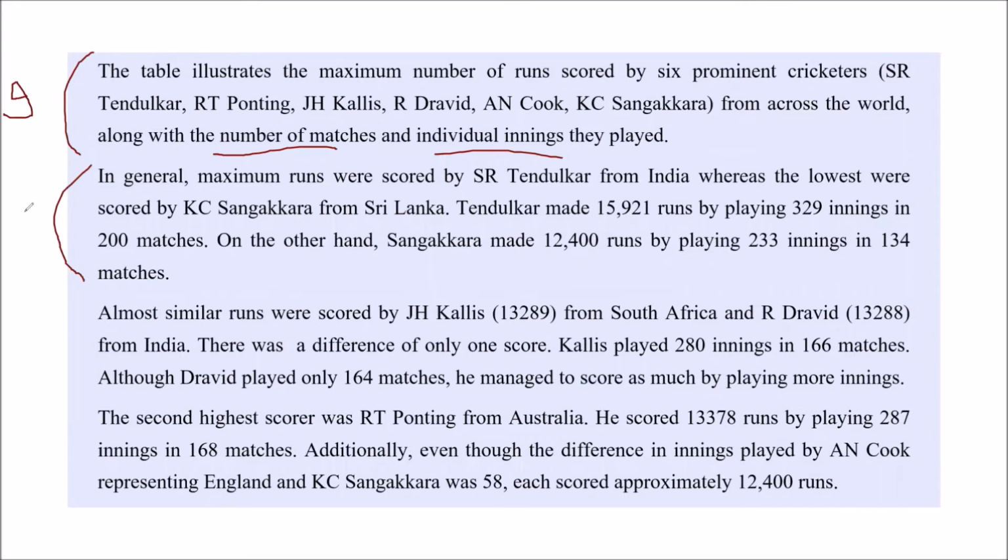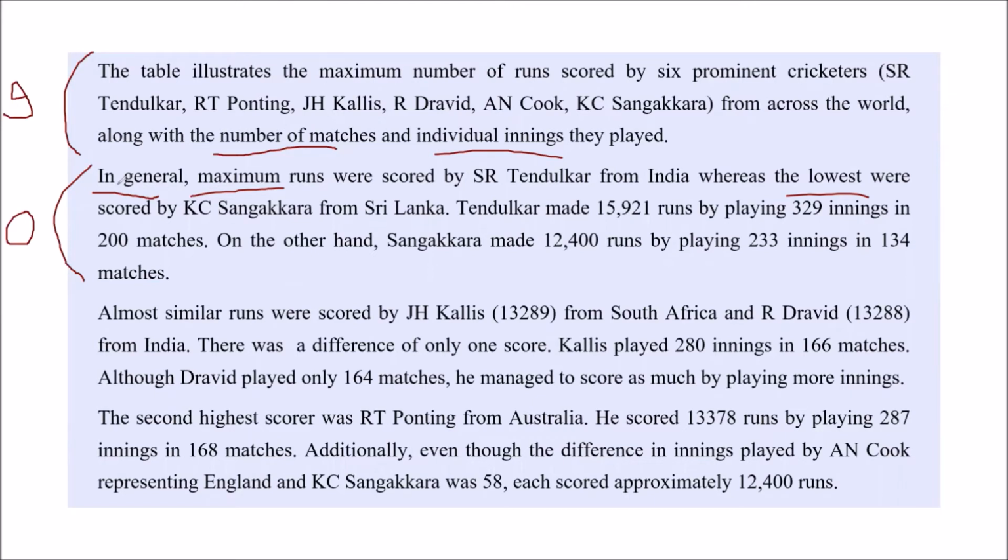Next is the overview paragraph. Here we have described the general or most noticeable features of the table. So you can see it talks about maximum and minimum runs. Notice the phrase "in general." It indicates that we are going to describe general information.